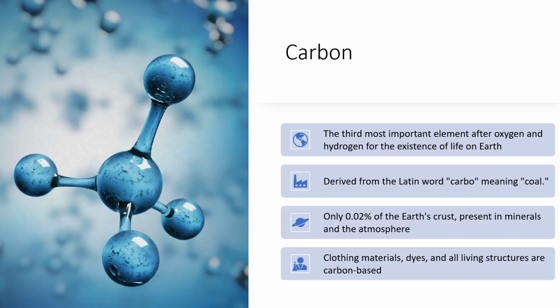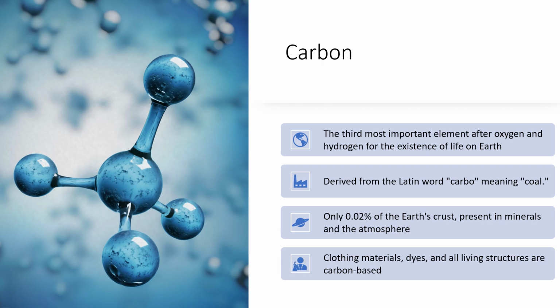Carbon. Carbon is the third most crucial element for life on Earth after oxygen and hydrogen. It is derived from the Latin word carbo, which means coal. Only 0.02% of the Earth's crust comprises carbon, which is present in minerals and the atmosphere. Clothing materials, dyes and all living structures are carbon based.